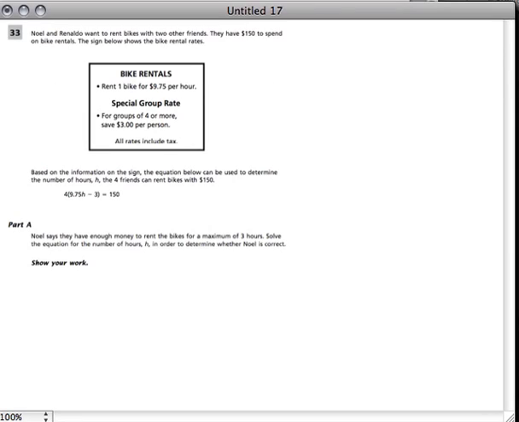Read this one out since it's hard to read. Noel and Ronaldo want to rent bikes with two other friends. They have $150 to spend on bike rentals. The sign below shows them the rental rates.